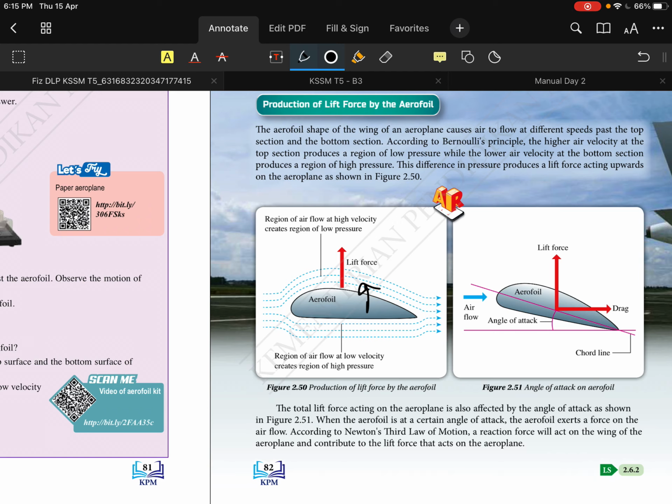So what this means is, when air flows into here at a certain angle, right, then the airflow will hit the aerofoil, bukan? So when the airflow hits the aerofoil, it causes force to be acted on this part. So we call that a drag.